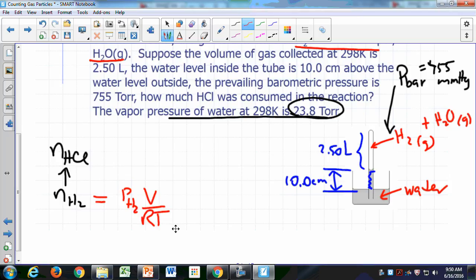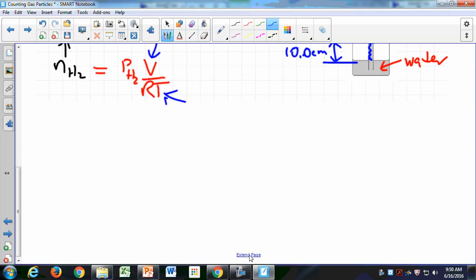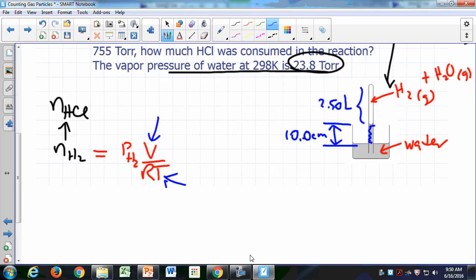Do we know the volume? We do. It's 2.5 liters. Do we know the temperature? Yes, we do. So it's really just a matter then of figuring out what the partial pressure of H2 is. Do we know the partial pressure of H2? Well, the partial pressure of H2 would have to be the total pressure of the gas, right, minus the vapor pressure of water.